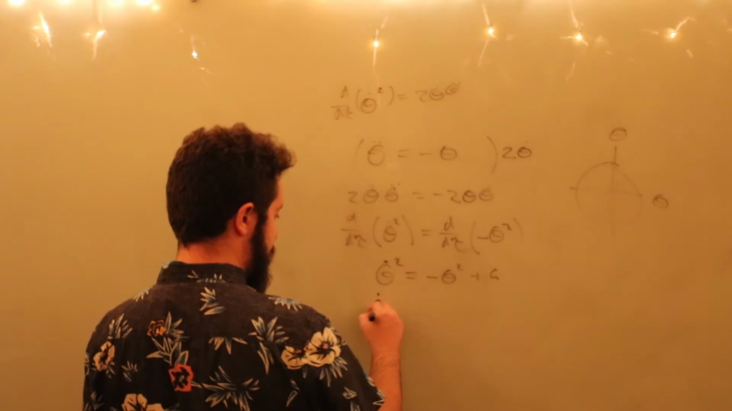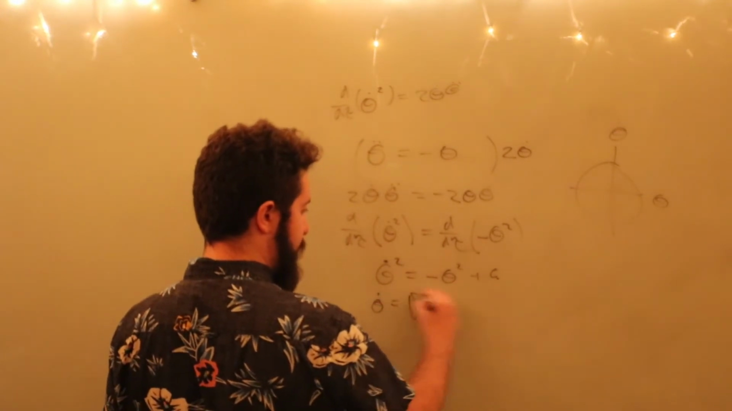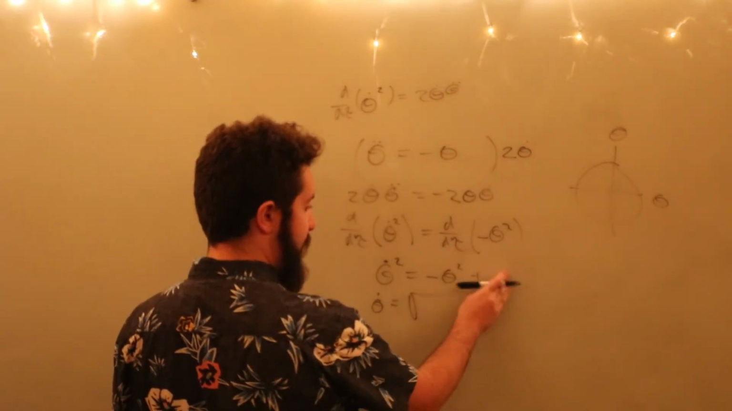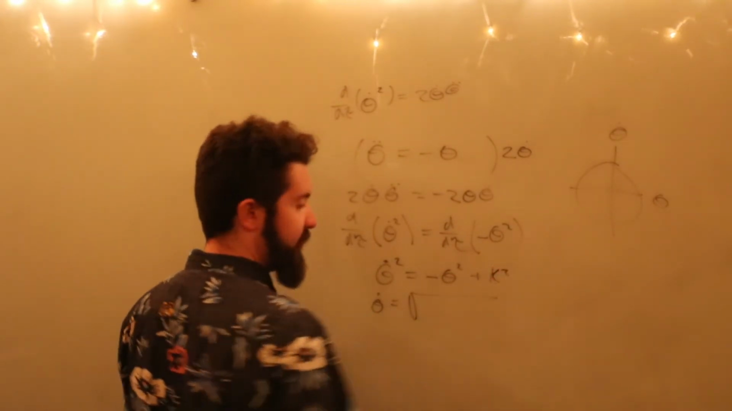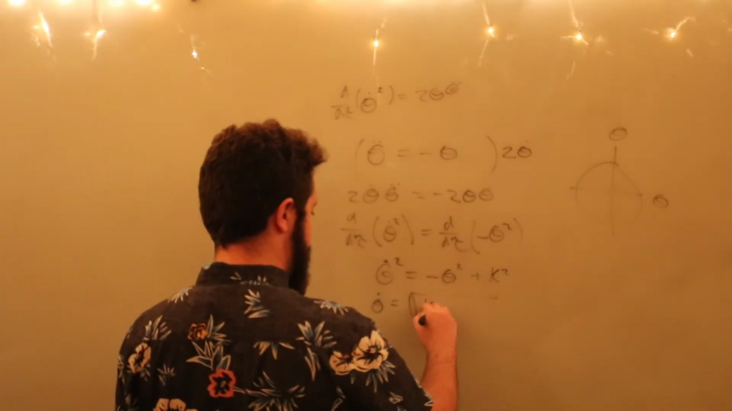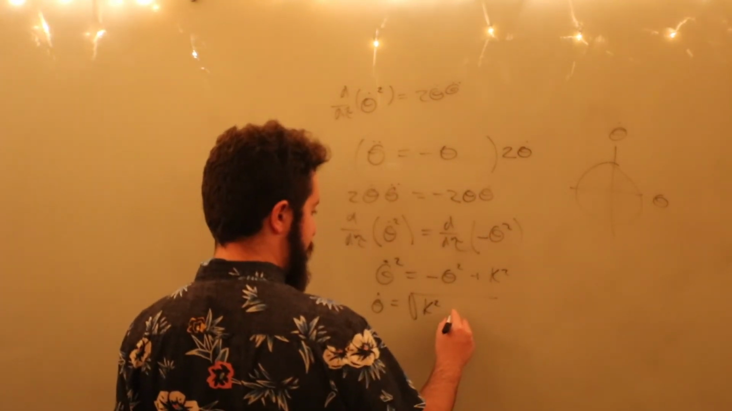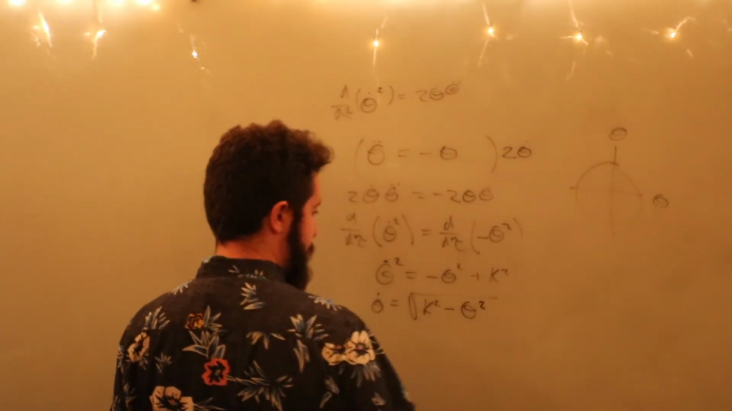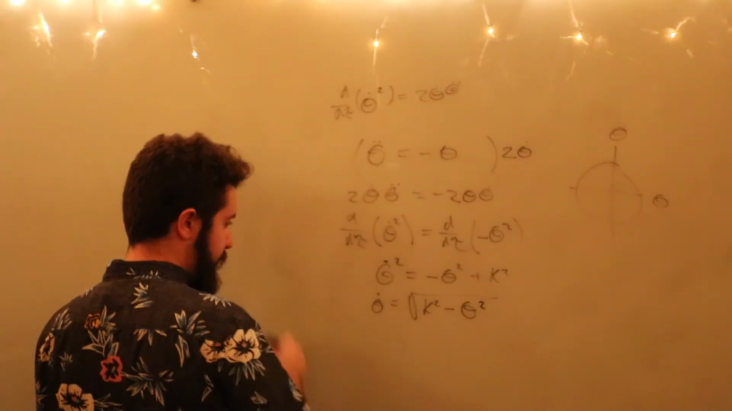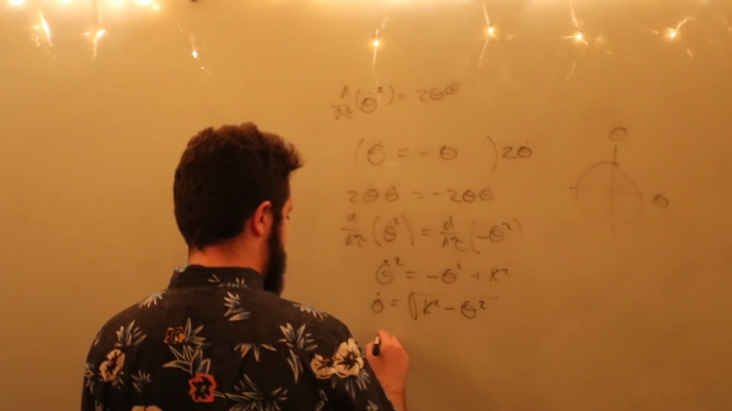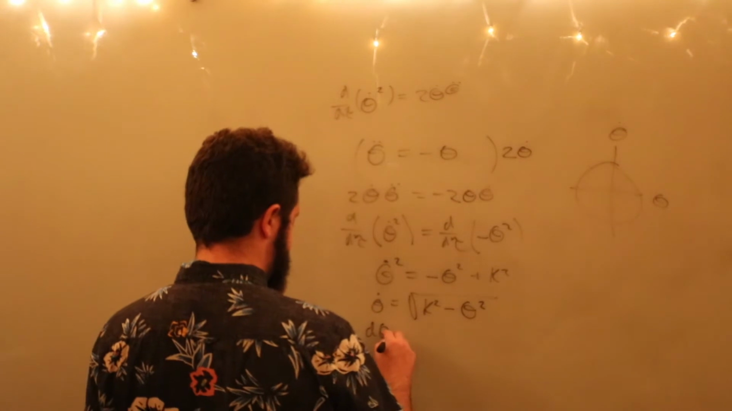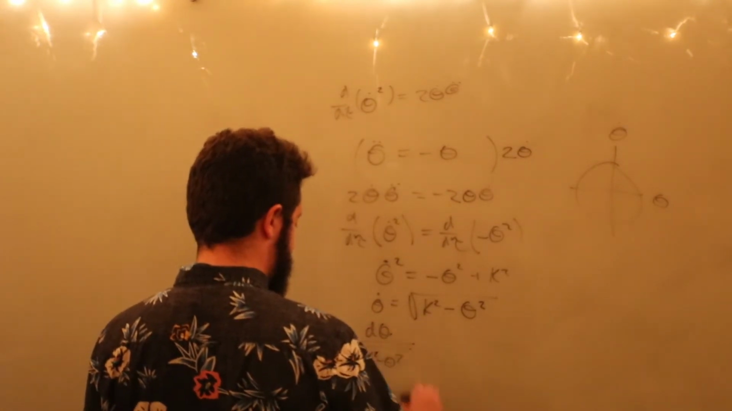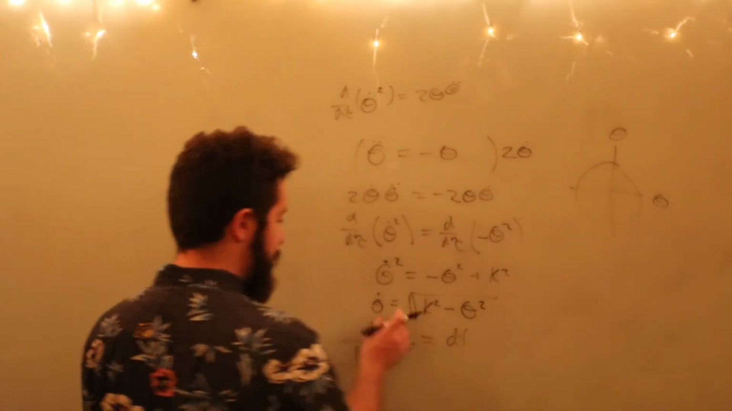So theta dot is going to have to be equal to the square root of, and I'm going to make a substitution here and call this k squared instead of c. It's just an arbitrary number, so it doesn't matter what I call it. K squared minus theta squared. So now I want to take d theta over square root of k squared minus theta squared is equal to dt. We split up the differentials.